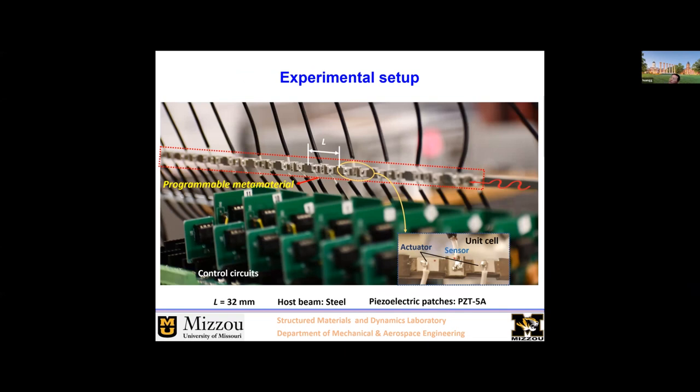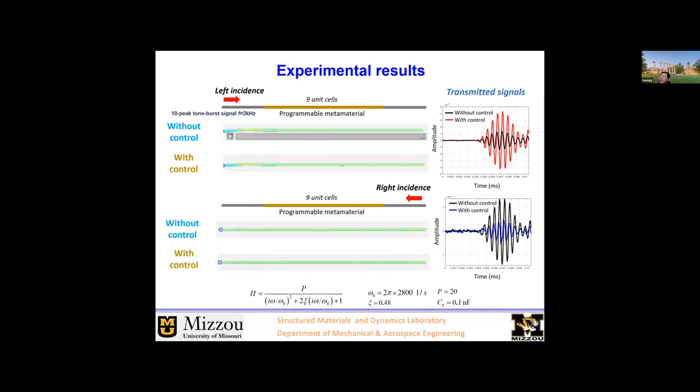Then we conducted experimental testing. This is our experimental setup. This is a one-dimensional layer, and we send the wave from the right-hand side or left-hand side. The sensing and actuation are connected by a microcontroller. These are our experimental results. When we control it, you can see the wave is amplified. If you send the wave from the other side, you can see the wave decays. These are our experimental testing results.